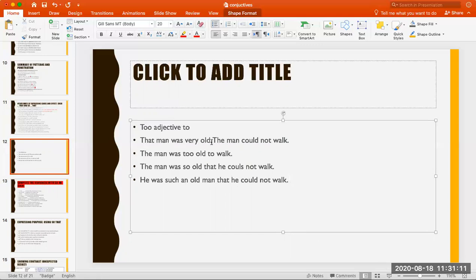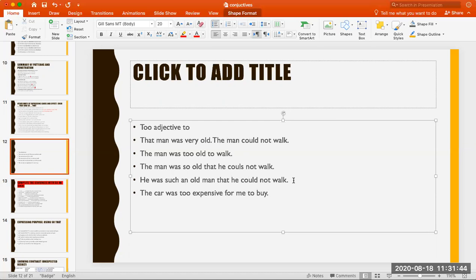The man was very old. The man couldn't walk. The man was too old to walk. Remember, with too old to, you have infinitive. You don't use negative because too here is in the negative sense. The car was too expensive for me to buy. If you want to specify for somebody, for a person, use for her, for him, for me. So you say the car was too expensive for me to buy.